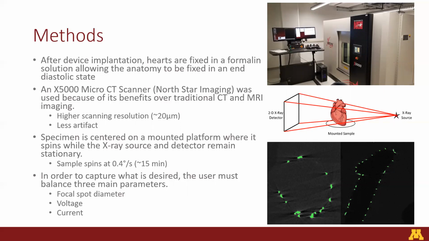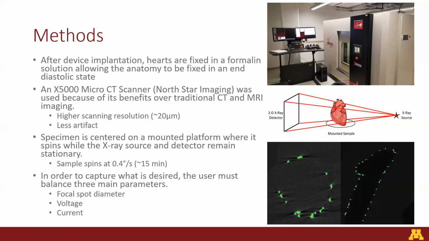Whereas in CT and MRI imaging, the specimen remains in place and the X-ray source and detectors are spun around it. In the case of micro-CT, the specimen is centered on a mount with the device in focus and the mount spins 360 degrees while the X-ray and the detector remain in place as demonstrated in the middle figure. Finally, specific parameters such as focal diameter, voltage, and current have been established based on the type and size of the device in order to achieve a successful scan.